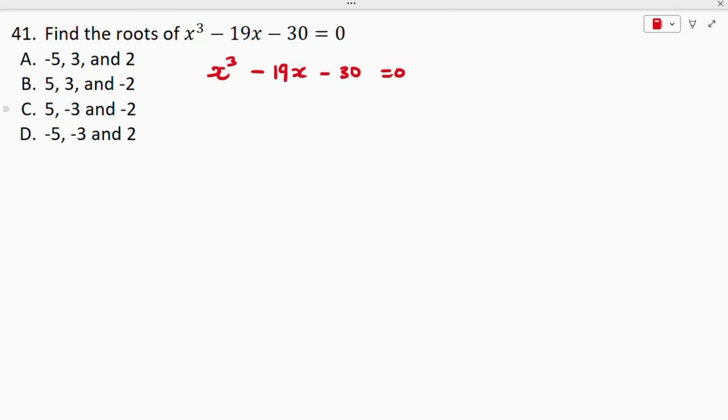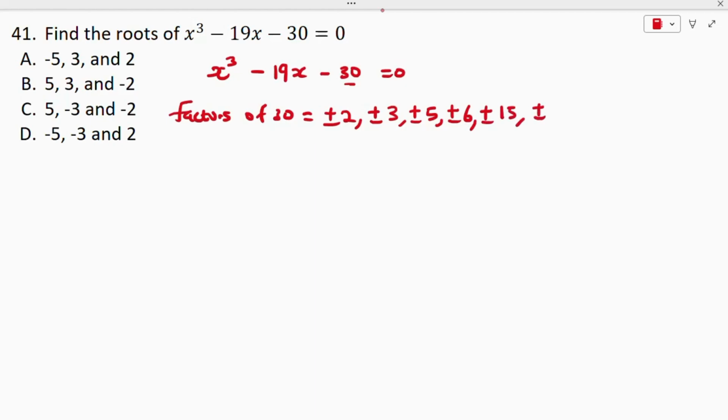Now guys, forget about that grammar. All you have to do is find the factors of 30. So we have that the factors of 30 are given as plus minus 1, which is general, so I'm just going to skip that. Then plus minus 2, plus minus 3, plus minus 5, plus minus 6, plus minus 15, and plus minus 30. So these are the factors of 30. So we want to simply look for the roots of this equation.